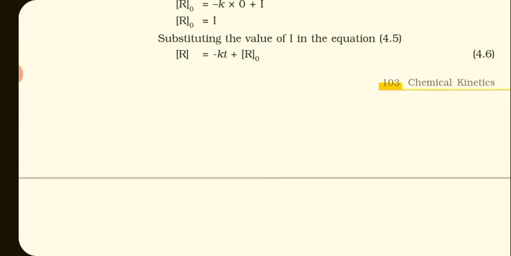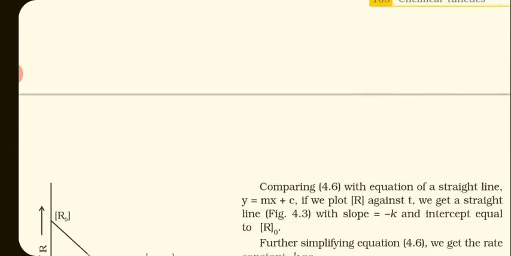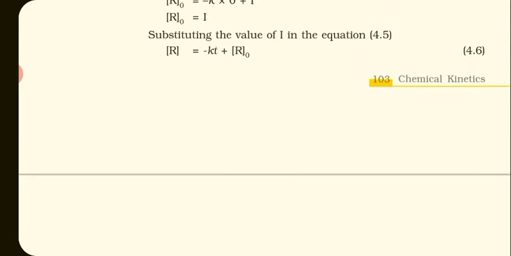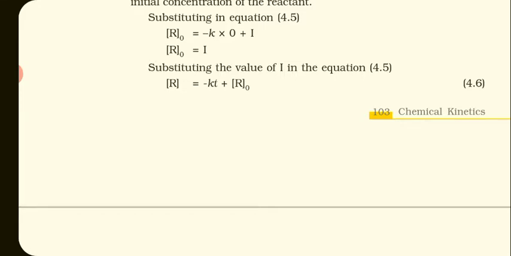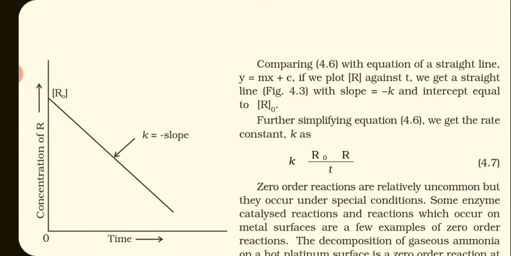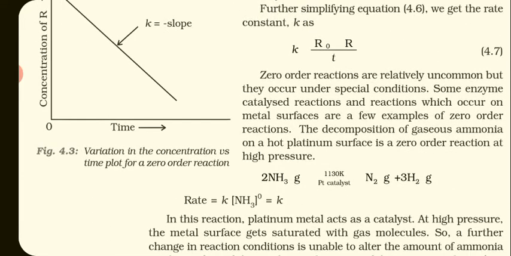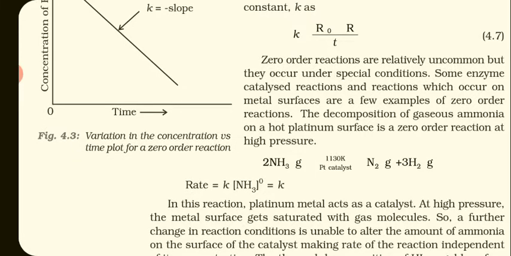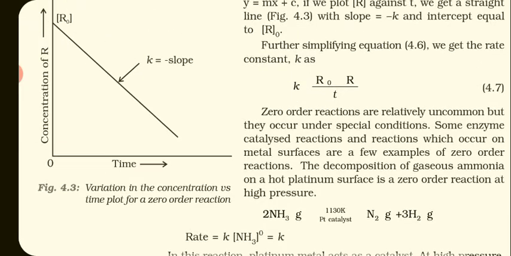Or if we find out the value of K, it becomes R minus R0 upon T, as given in equation 4.7. So please read equation 4.7 as K is equal to R0 minus R upon T.